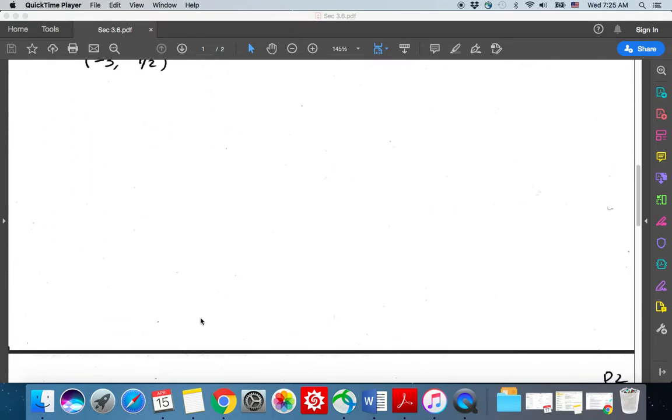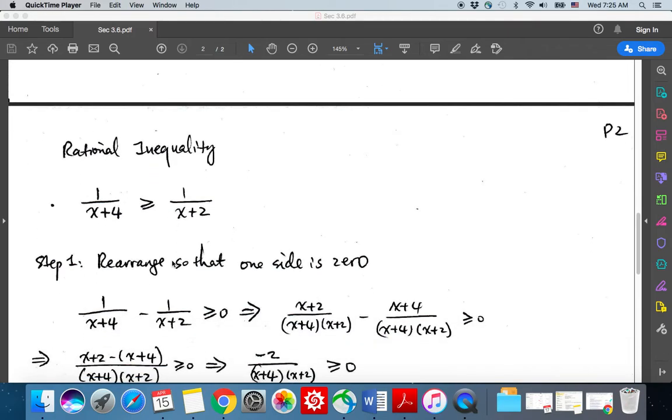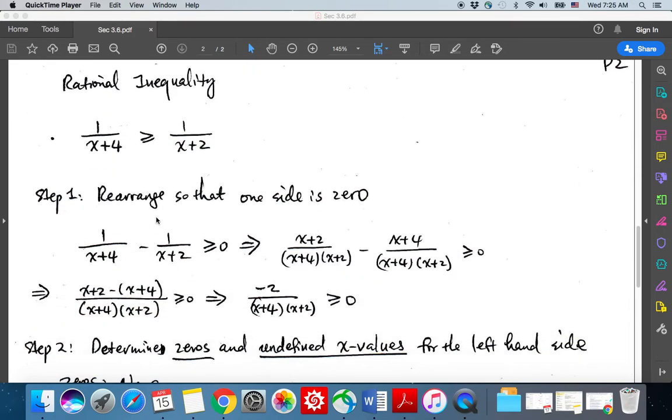Next, let's look at another example for a rational inequality. It's going to be a similar strategy. We start by converting this to standard form by moving everything to the left-hand side and leaving the right-hand side to be 0.